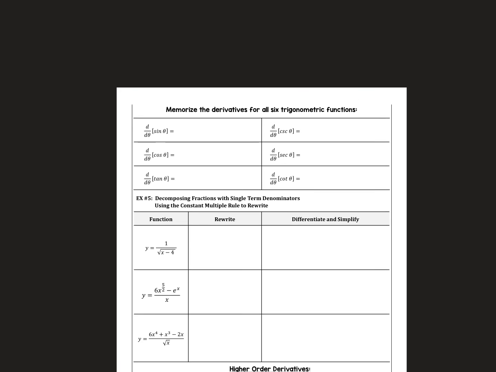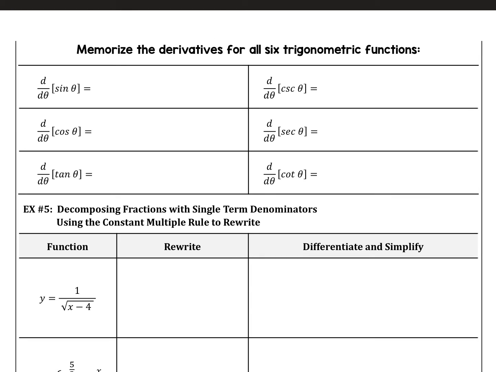Memorize them. I should make you, but you should really at least know sine and cosine. The derivative of sine is cosine, cosine is negative sine. You guys have these, but let's write them down anyway. So, derivative of sine is cosine. Derivative of cosine is negative sine. Tangent is secant squared. Cosecant is negative cosecant times cotangent.